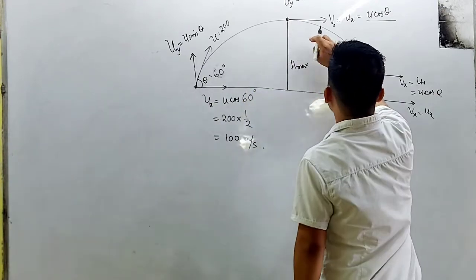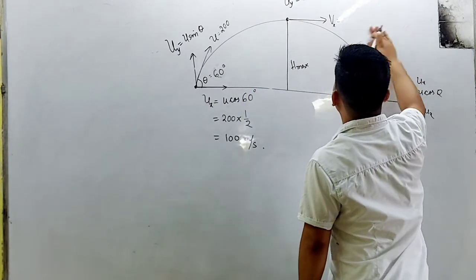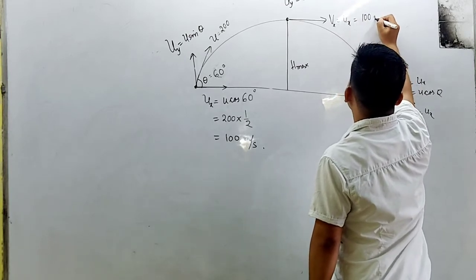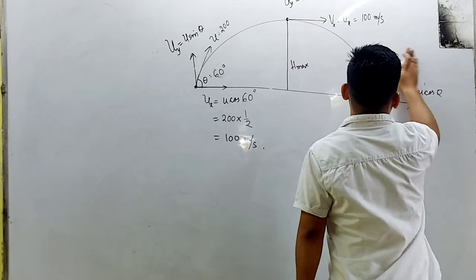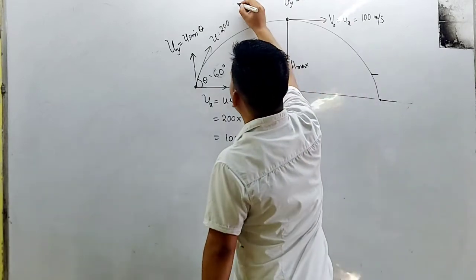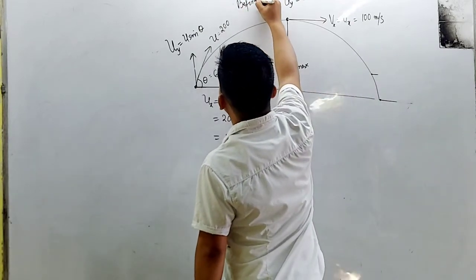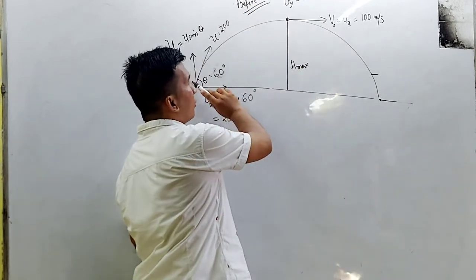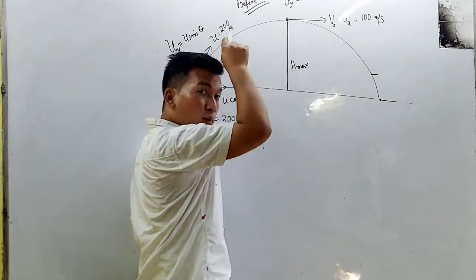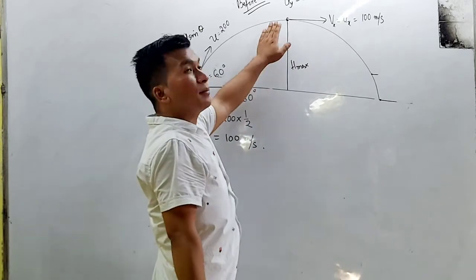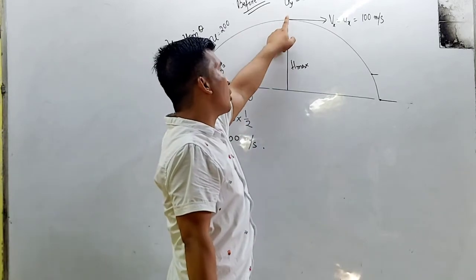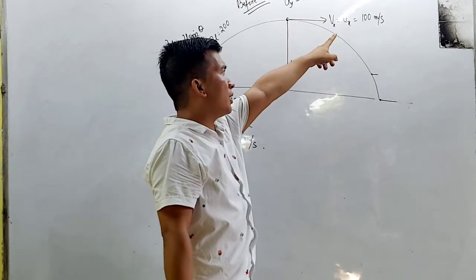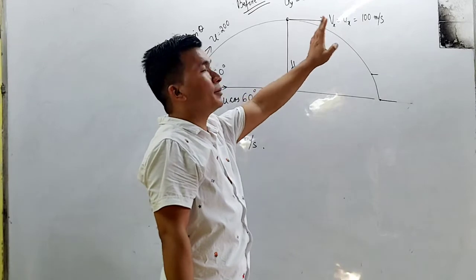Upon reaching this highest point, this will be equivalent to ux, and this is equal to 100 meter per second. This is before explosion. The rocket is launched and explodes at the highest point. What will be the velocity? The velocity is 100 meter per second.